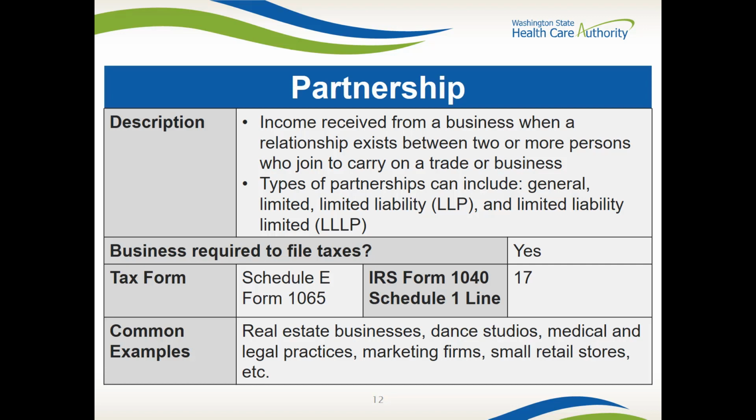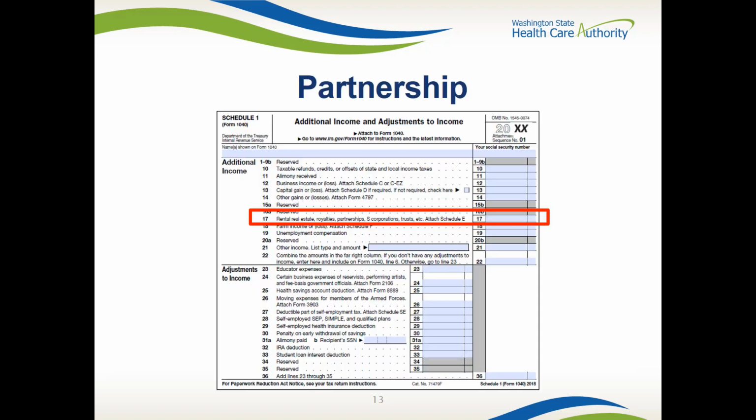If the partnership has been established within the last year, or the last year's tax return is not a good reflection of their income, individuals can provide proof of their income with 3-month profit and loss statements and proof of their percentage of ownership in the partnership. Partnership income or loss is reported on line 17 of the IRS Schedule 1, 1040 form.